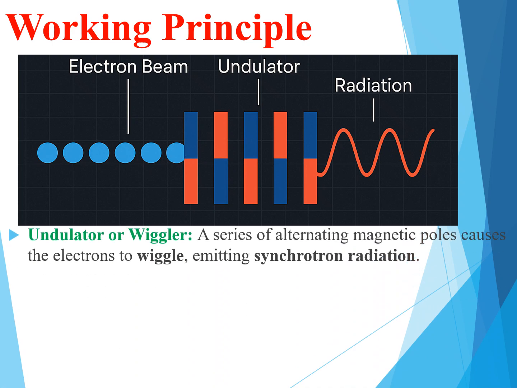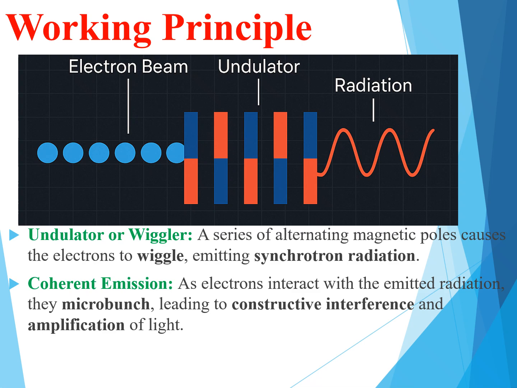But about their working principle, the main part of these systems is related to undulators or wigglers. They are a series of alternating magnetic poles that cause the electron to wiggle, and they are able to emit synchrotron radiation.